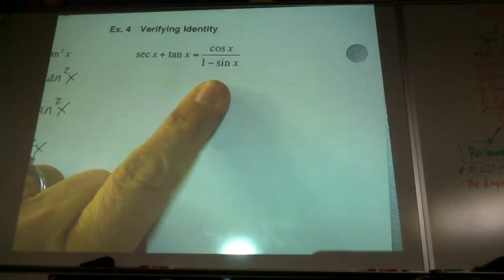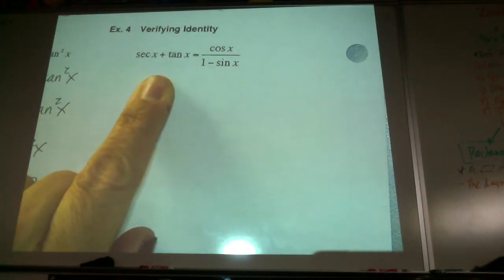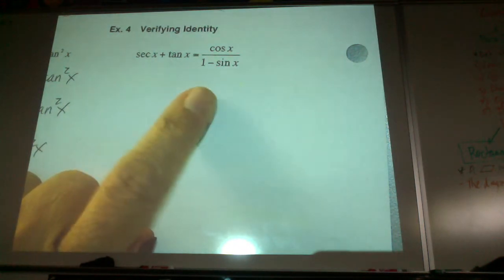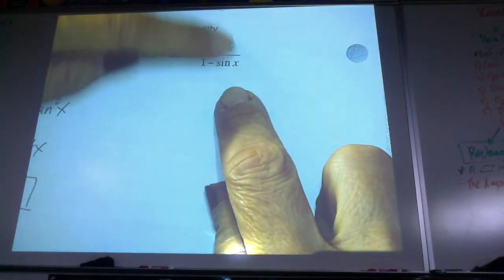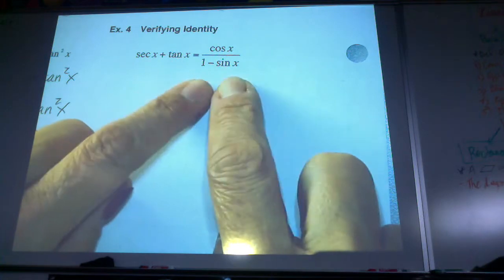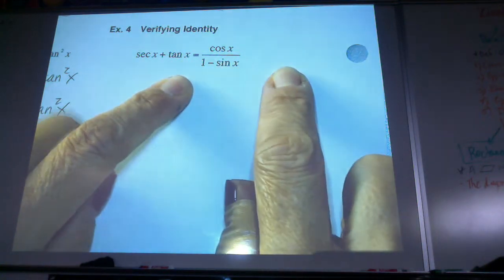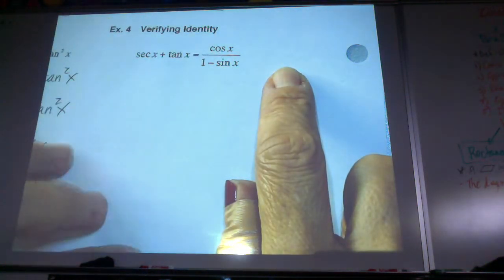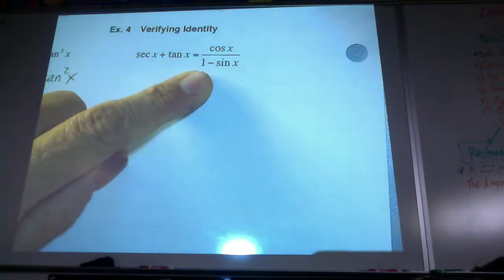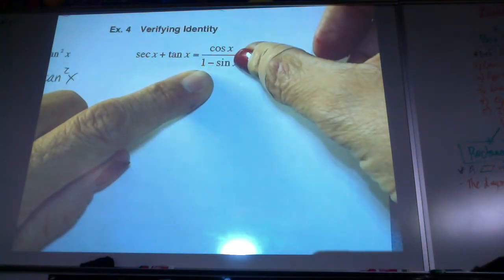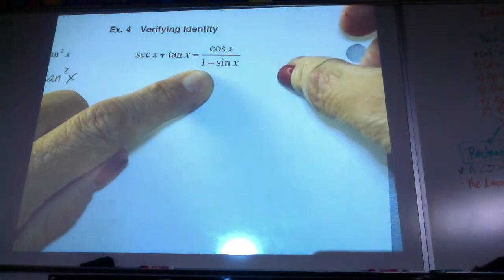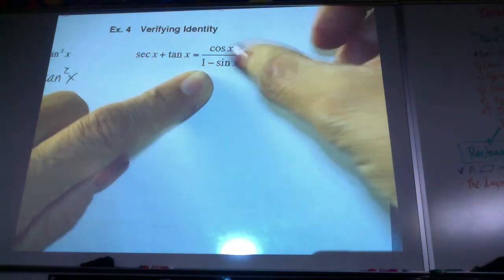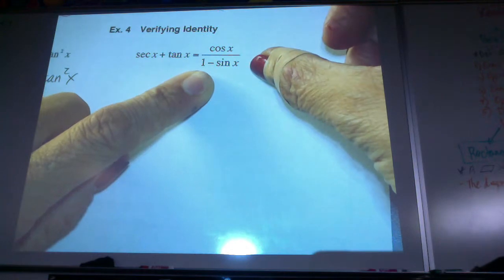I have a fraction that I want to break into two different terms that are not fractions. In order to do that, I cannot take and put cosine over 1 minus cosine over sine. You cannot break up the denominator of a fraction into two different pieces. If this were flipped, I could do that. But you can't break up a fraction except by taking pieces of the numerator and putting them over the entire denominator. So I want that denominator to be a monomial.